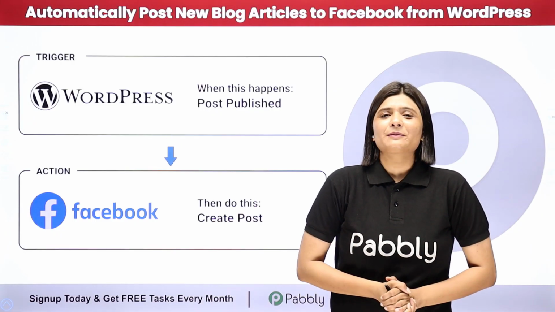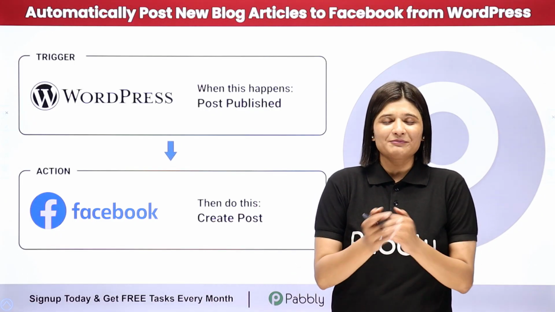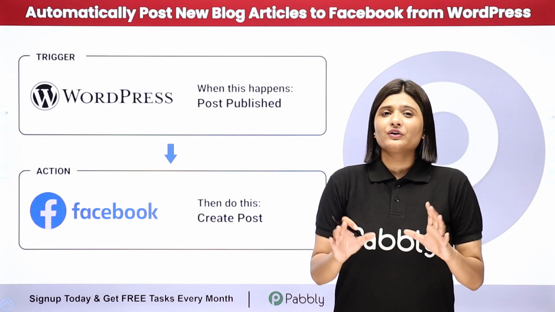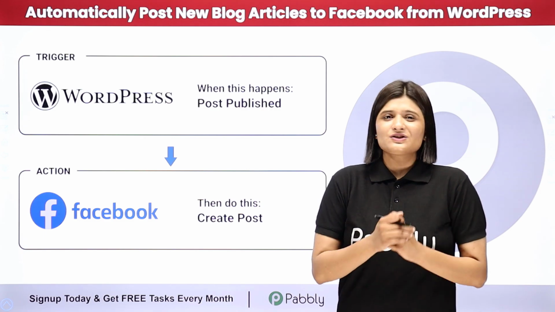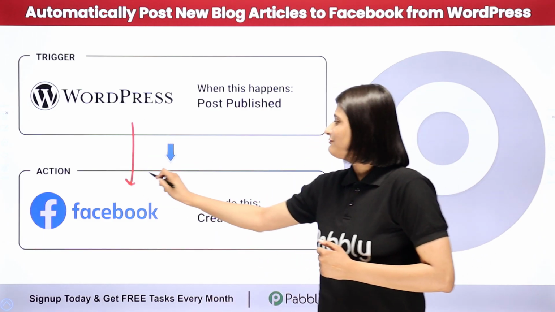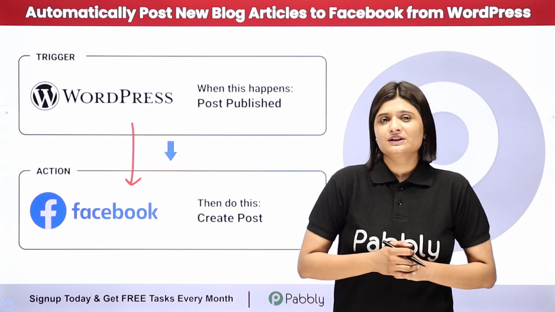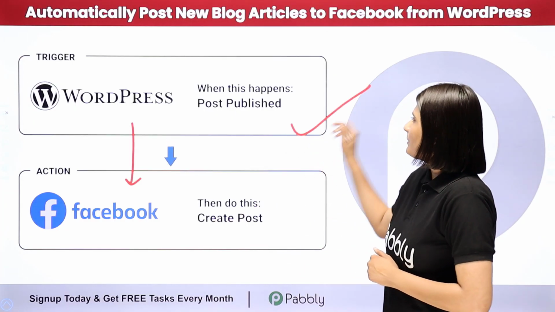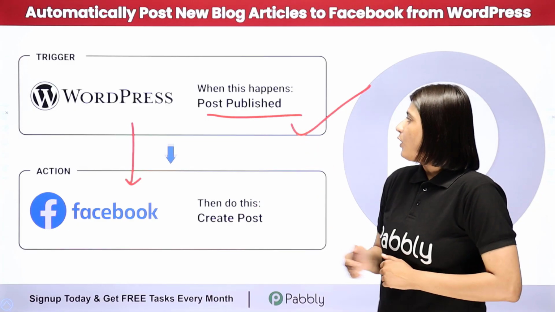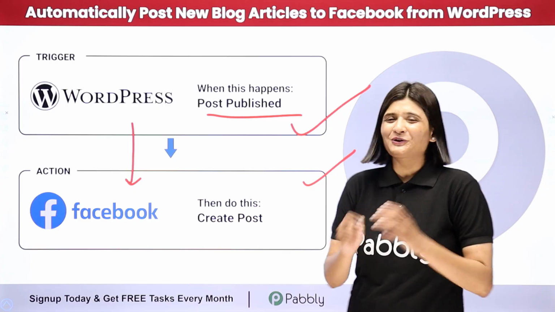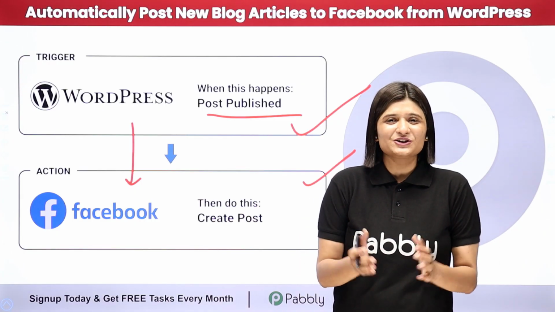And to do this automation, I'm going to use Pabbly Connect. So Pabbly Connect is an amazing automation and integration software which requires no coding or programming skills. Here I just need to build a connection between WordPress and Facebook. With the help of Pabbly Connect, I'm going to build this connection in such a way that whenever I'm going to publish a post on my WordPress, automatically this post will be created as a post on my Facebook. Now if you want to learn the step-by-step process, then let me take you all to my screen.